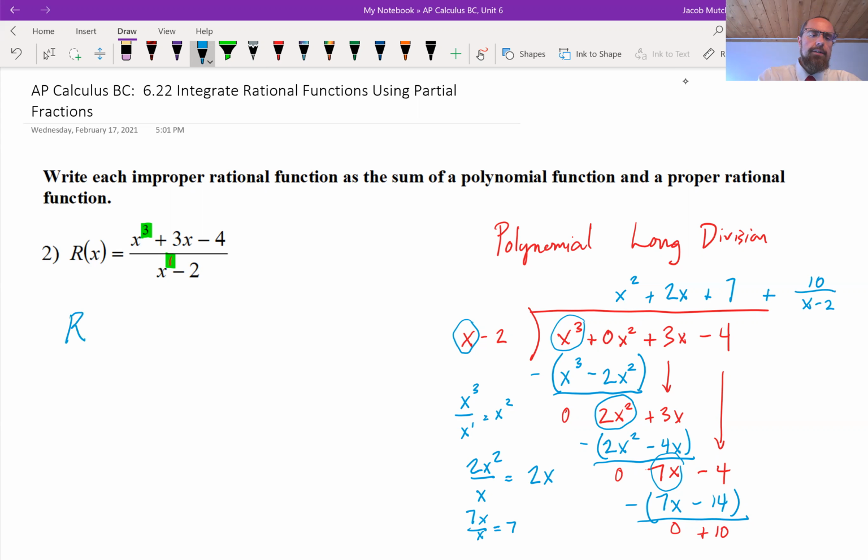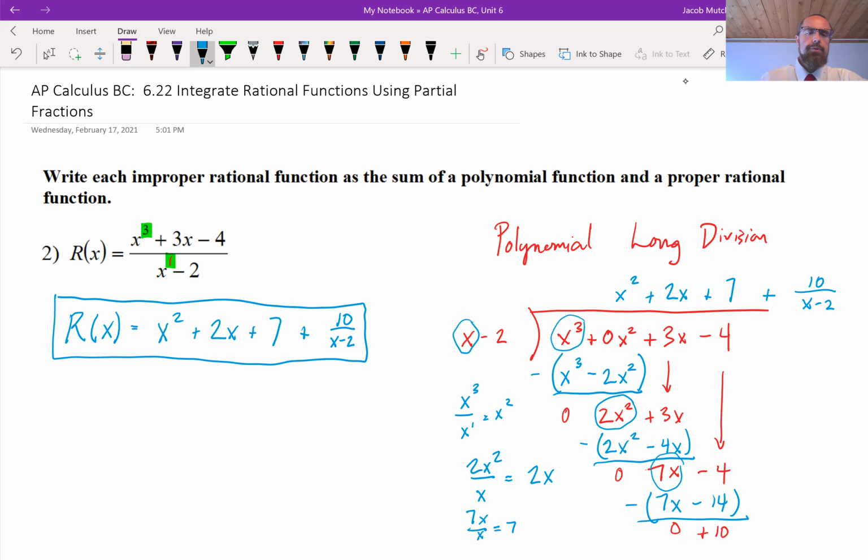And what we've got is an equivalent form for my r of x function, x squared plus 2x plus 7 plus 10 divided by x minus 2. So for this question, we didn't have to integrate quite yet. We're just practicing rewriting an improper rational expression as a polynomial and a proper rational function.